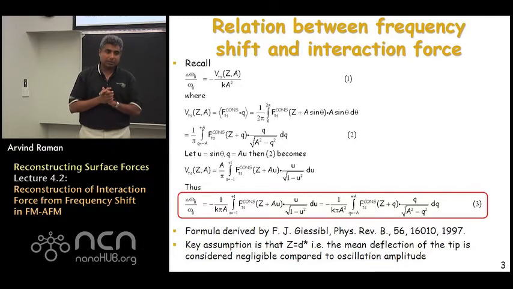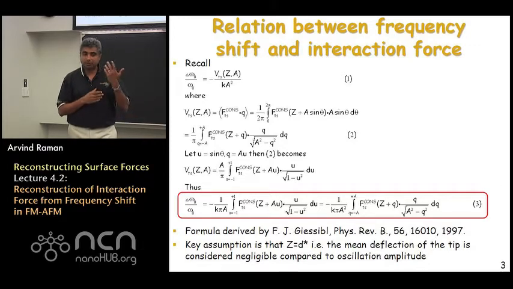So underlying all this theory that we talked about in week 2 was also the assumption that Z and D star were the same. Basically this means that you're going to be dealing typically in this situation with stiff cantilevers where the cantilever is going to bend very little due to the tip sample interaction forces, and really you're going to be oscillating the probe and using the frequency shifts to detect what the interaction forces are.